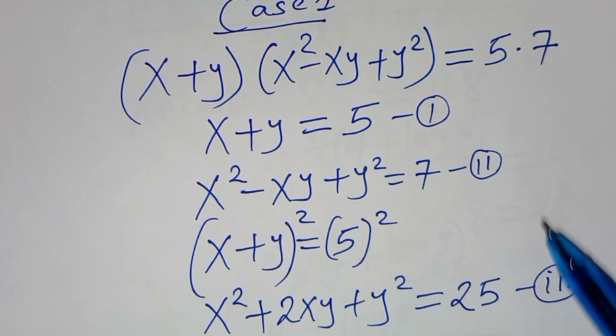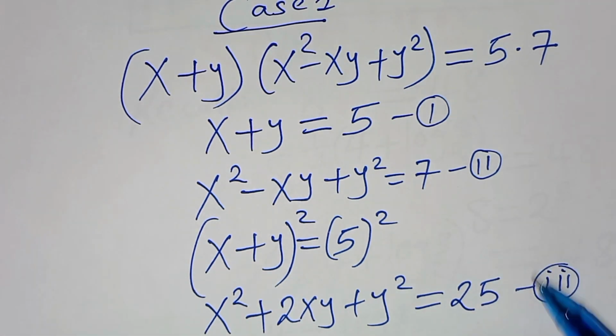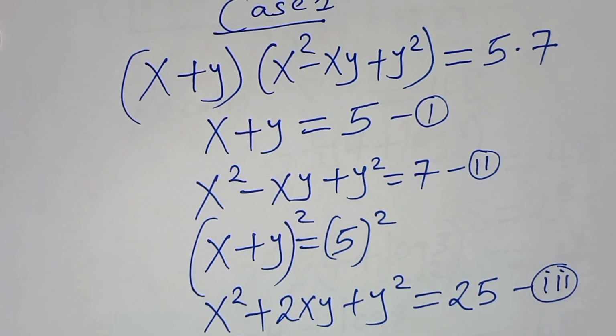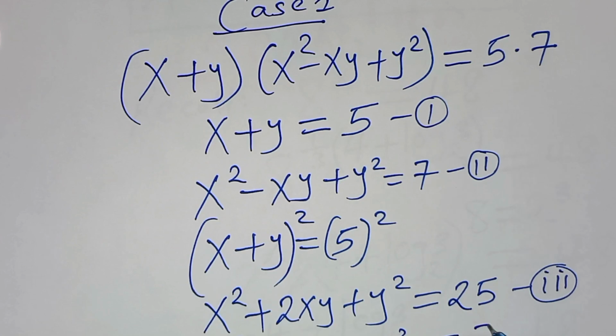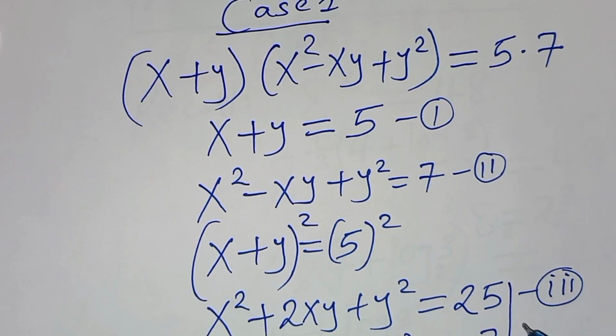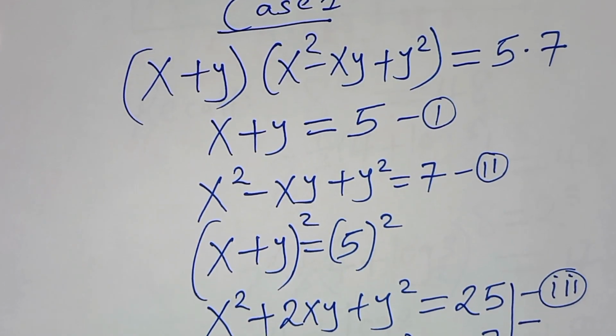So let's add equation 3 and 2. Equation 2 here is x squared subtract xy plus y squared, which is equal to 7. Now these are two systems of linear equations, so let's subtract these two.